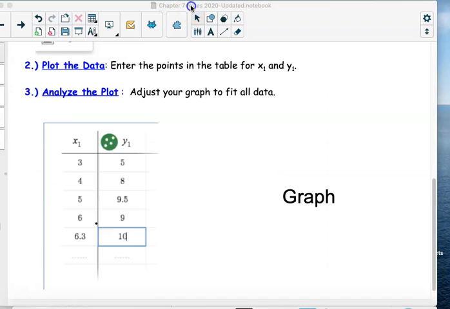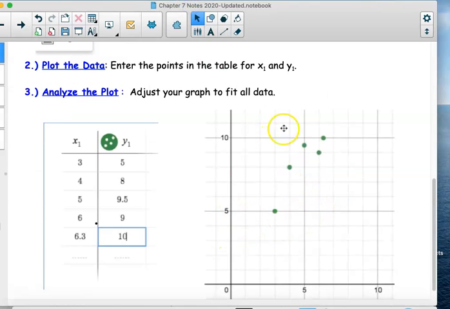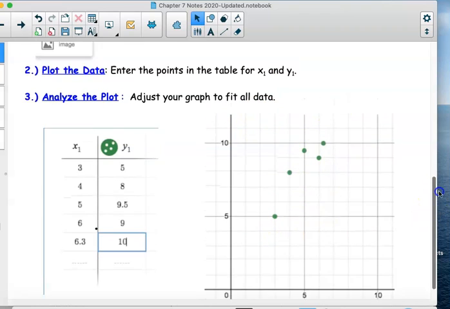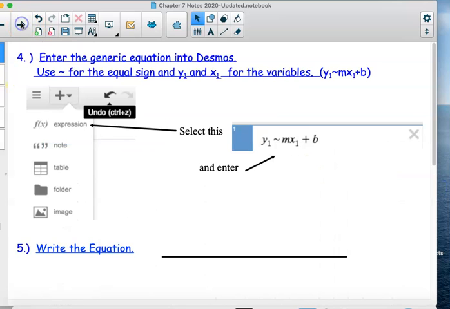And so that's good. So if you look over here, check our graph out. Now obviously here I did it a little bit different. I maybe only went up to 12. But basically same points. Okay? Next step. Enter the generic equation into Desmos. Use the squiggle for the equal sign, and y1 and x1 for the variables. So when we're done, we're going to type in y1 squiggle mx1 plus b. Instead of just regular y equals mx plus b, we're going to do that.